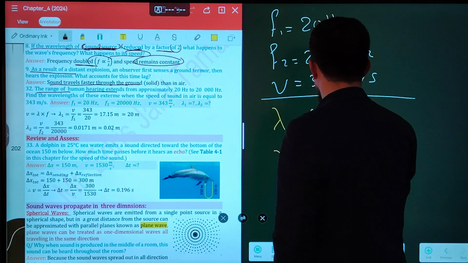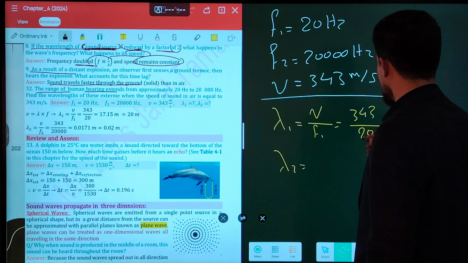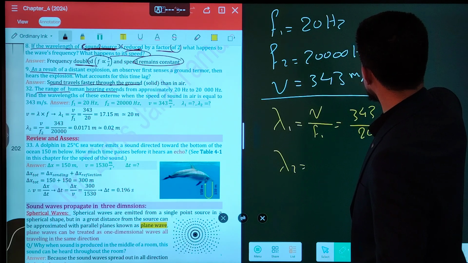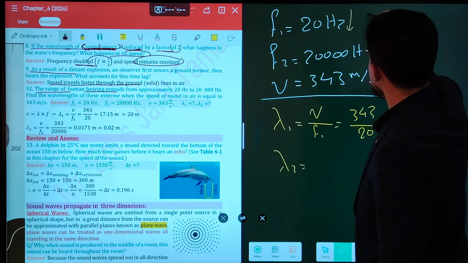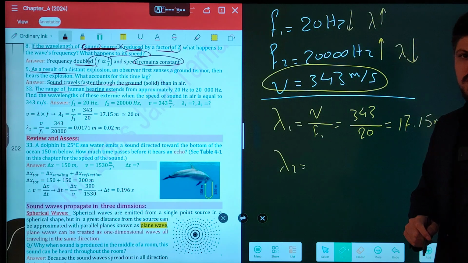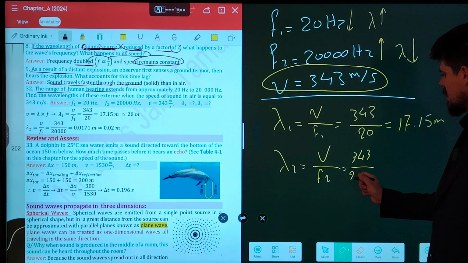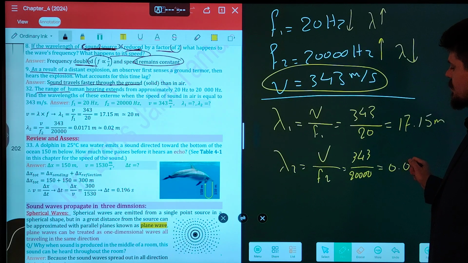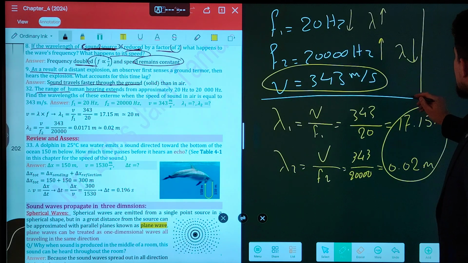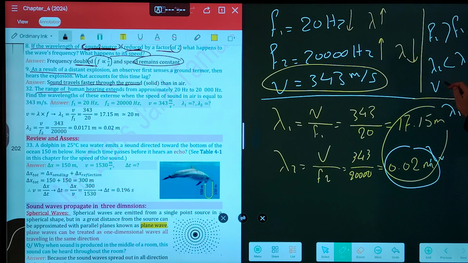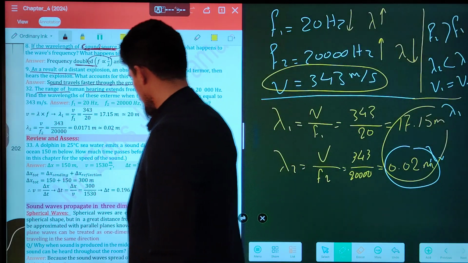Wavelength is equal to what? V over F1, 343 divided by 20, which is equal to 17.15 meters. But the second wavelength has more frequency, so less wavelength. Less frequency, more wavelength, at constant speed of sound. The second wavelength is V, constant, over F2: 343 divided by 20,000, which is equal to 0.02 meter. Because F2 is bigger than F1, lambda 2 must be less than lambda 1. But V1 equals V2.